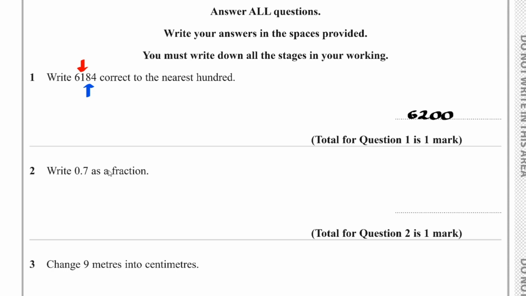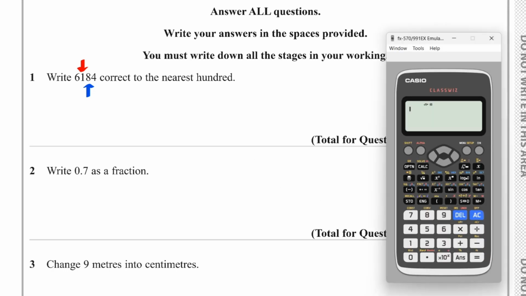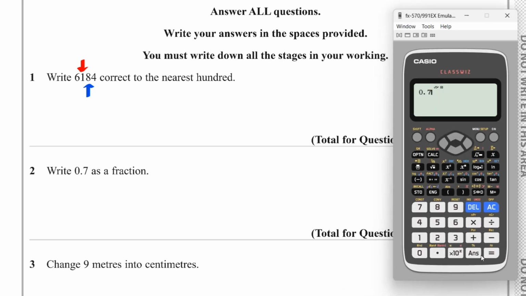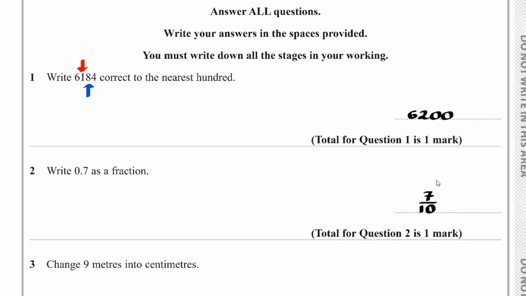Question 2. We have to write 0.7 as a fraction. If we key in 0.7 into our calculator and then press equals, we will find 0.7 is the same as 7/10. So we have 7/10.